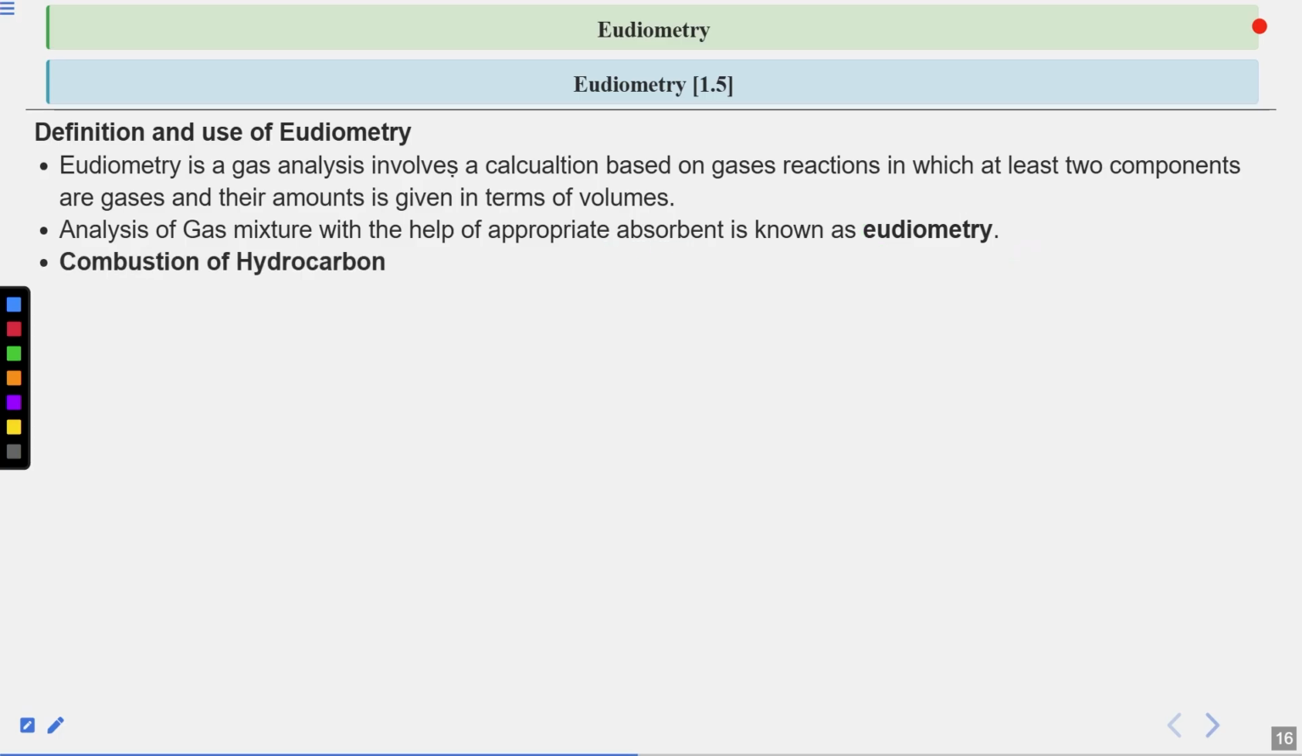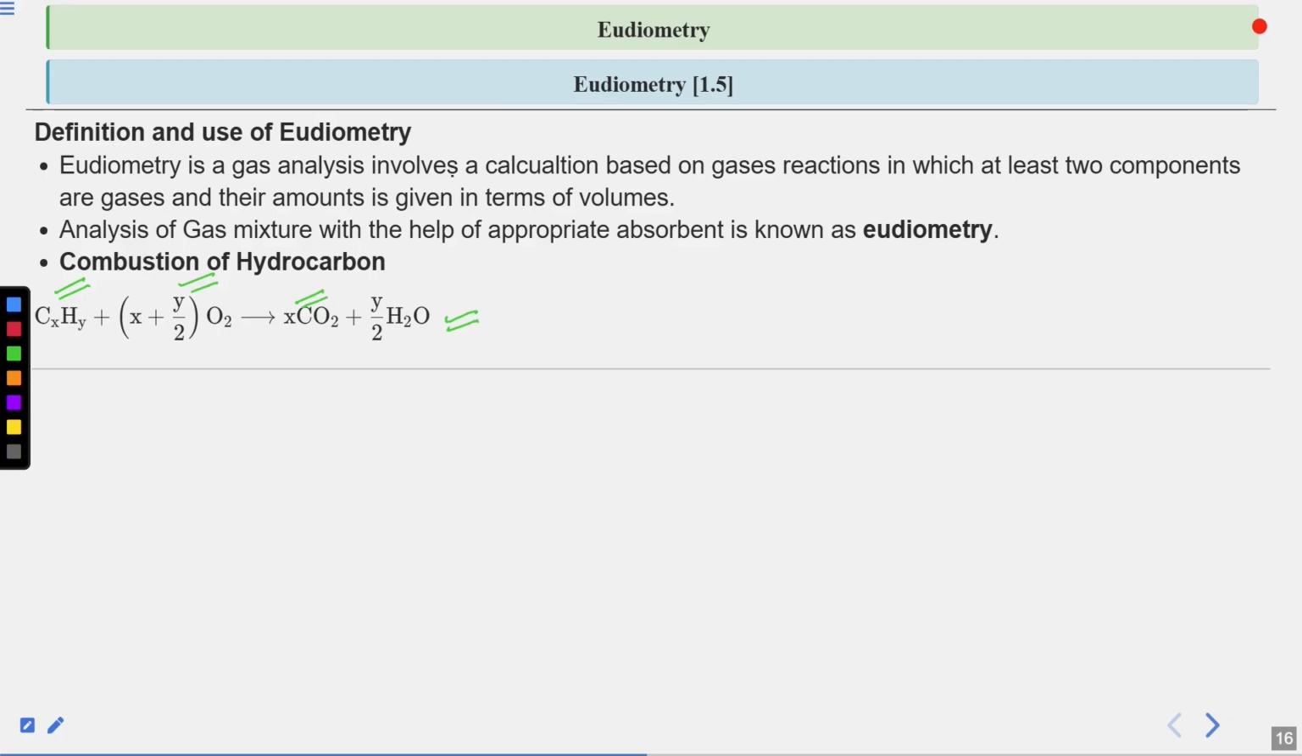Suppose we have the combustion of a hydrocarbon. So this is the general equation for a hydrocarbon. You can see very clearly that our hydrocarbon, O2 and CO2 are all gaseous. Now what will be the amount of gases that will be released, and what is the hydrocarbon that we have? This is the main goal in our eudiometry topic.